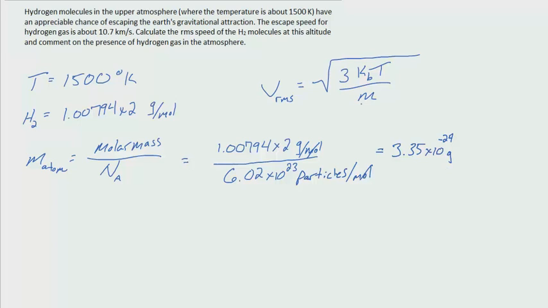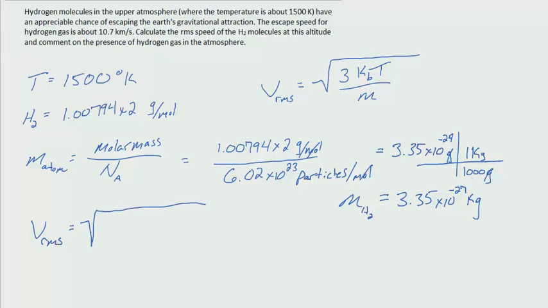However, our mass has to be in kilograms. For every 1,000 grams, we have 1 kilogram, so the grams cancel and we're left in kilograms. The mass of our hydrogen molecule in kilograms is 3.35 times 10 to the negative 27th kilograms. Now that we know the mass of our hydrogen, we can plug it into our v_RMS equation.